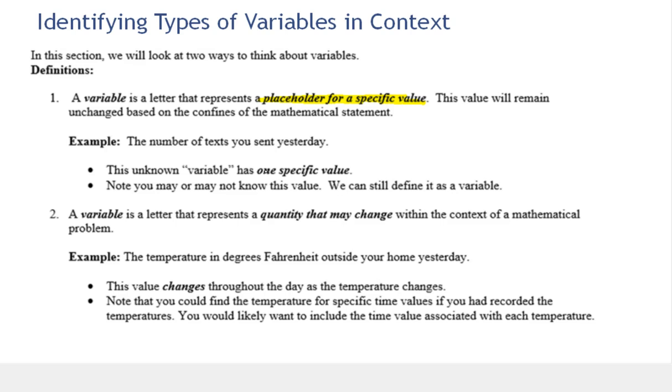Another way we can think of a variable is a letter that represents a quantity that might change. And this may seem more intuitive because the word variable, you can see vary in there, and something that varies changes. And this is just another way that we can think about variable. So an example is the temperature in degrees Fahrenheit outside your home yesterday. So this value would change throughout the day as the temperature changes. So we could define a variable that represents the temperature outside your home, and there may be many answers that depends on what time of day it is. It could also depend on other things such as where you take the temperature, in the sun or in the shade, etc.